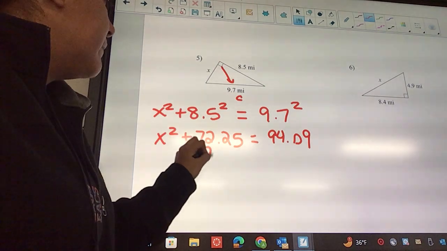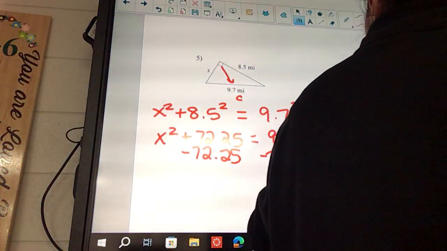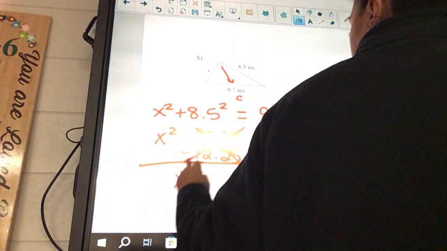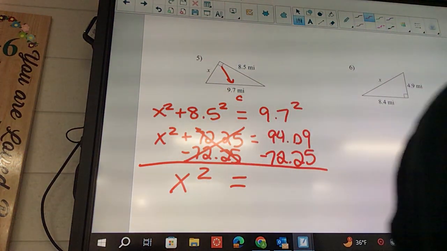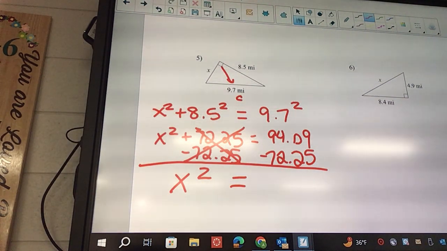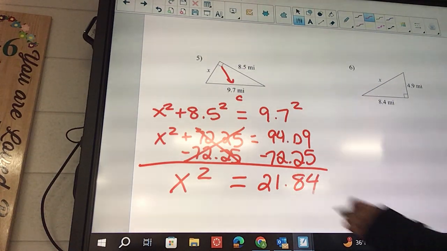Okay, so now we're moving stuff away from the x. So we're going to minus 72.25, minus 72.25. Okay, so I'm going to get x squared equals, what is 94.09 minus 72.25? 21.84, somebody agree? Okay.